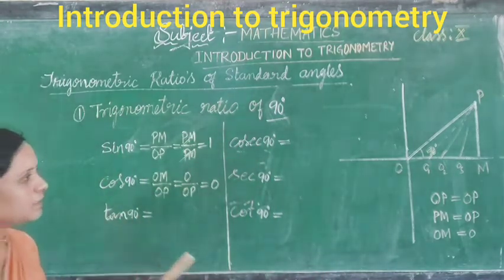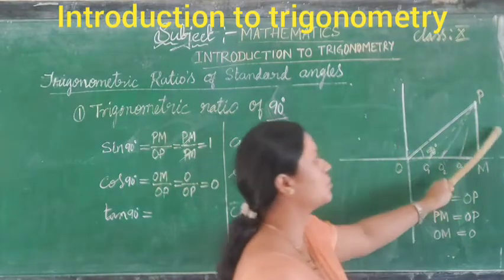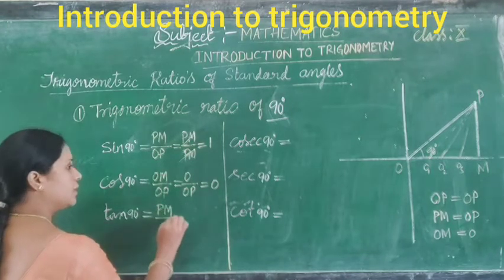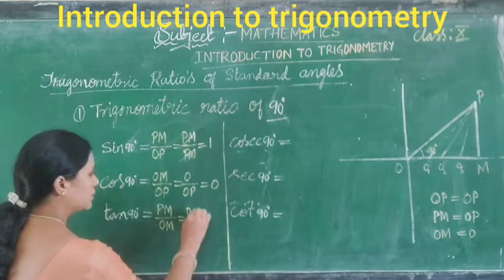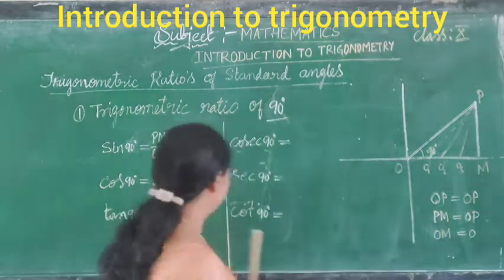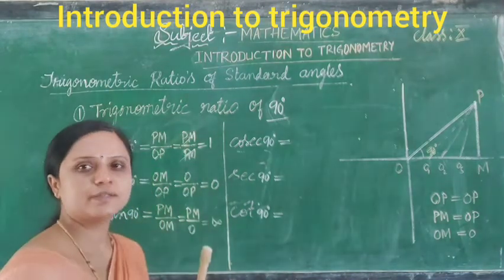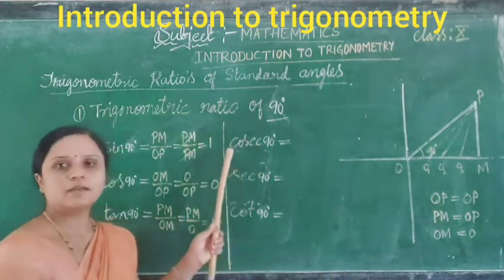What is tan 90? Tan 90 is PM divided by OM, opposite by adjacent. So write PM divided by OM. PM is the given length. What is OM? OM is adjacent. It becomes 0. Anything divided by 0 is defined as infinity. So it cannot be defined.